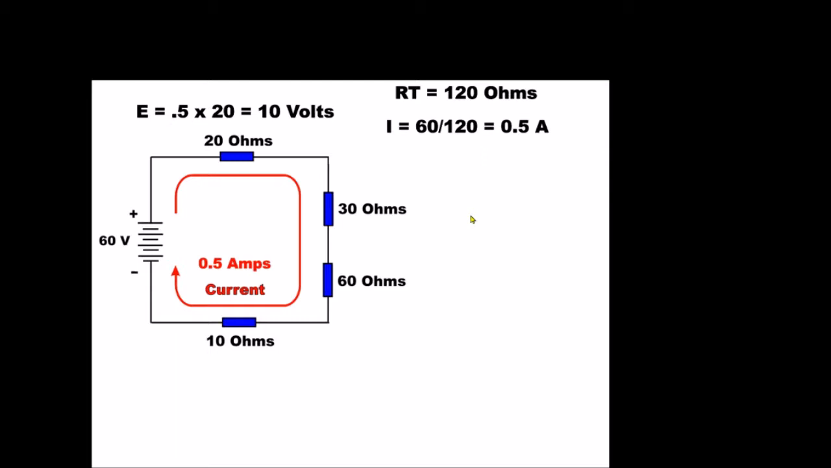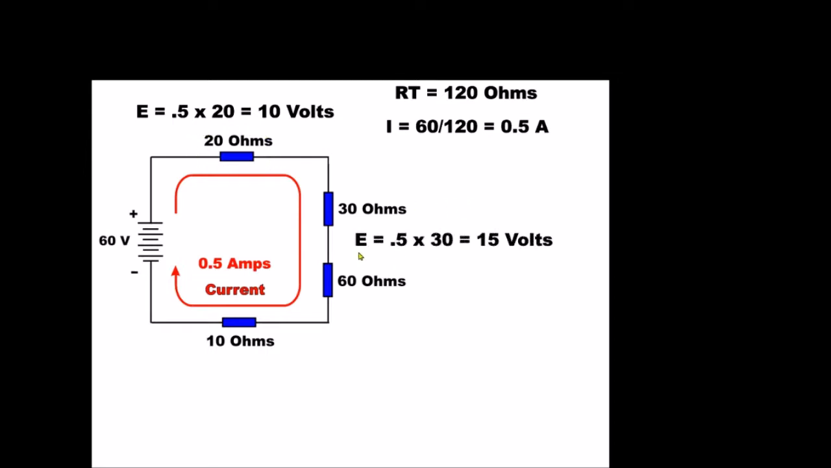So now let's take a look at the voltage drops through this circuit. We can check our voltage drops. Here's our current, and here's our 20 ohms of resistance. We're going to figure out what the voltage drop is across each one of these resistive loads, and we're going to use Ohm's law. So E equals I times resistance. That equals 10 volts. So we get a 10 volt drop across our 20 ohm load.